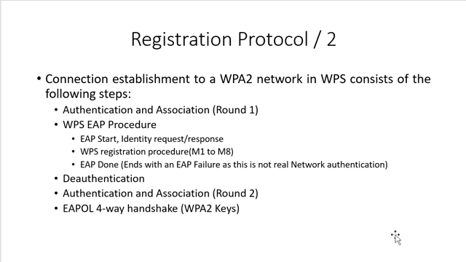Connection establishment of a WPA2 network in WPS consists of the following steps. So here what I am trying to tell you is the AP is configured with WPA2 security and WPS is enabled. In that case, how things are going to happen, I will explain now. So basically here you can see 5 steps happening. First, the authentication and association, that you can say is round 1.